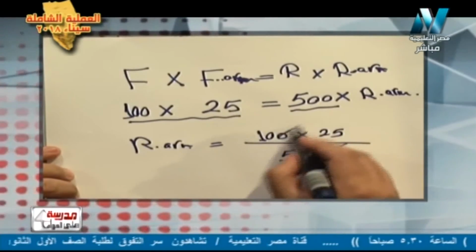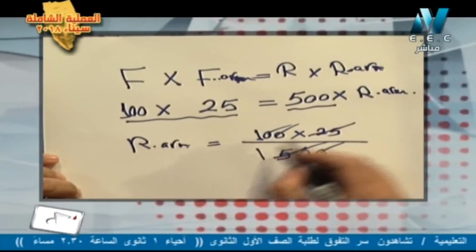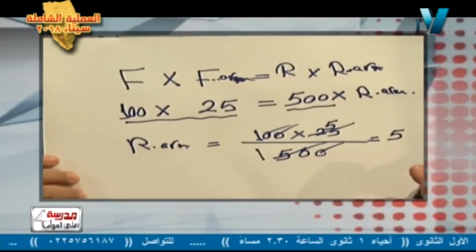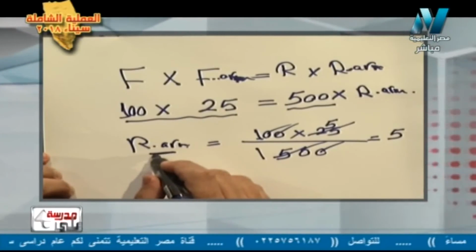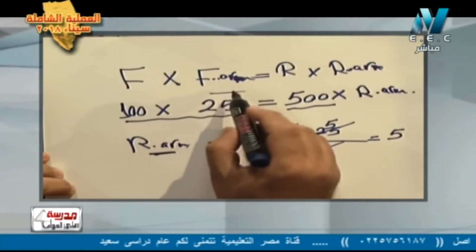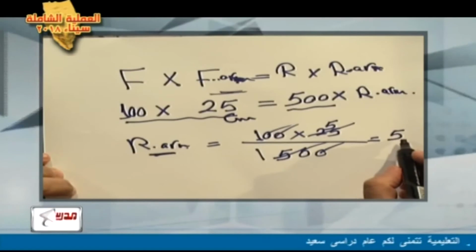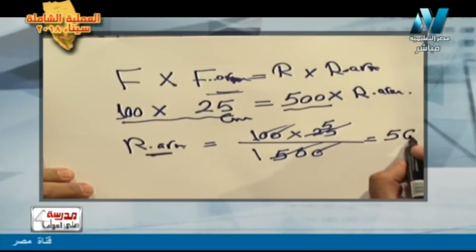We cancel the 2 zeros, or use the calculator of course as we are used to. Divide 5 equal 1, divide 5 equal 5. So they will be equal 5. 5 what? Let's go back to the problem. We agreed that the resistance arm has the same unit as the effort force arm. Effort force arm was 25 centimeter. So the resistance arm will be here 5 centimeter.